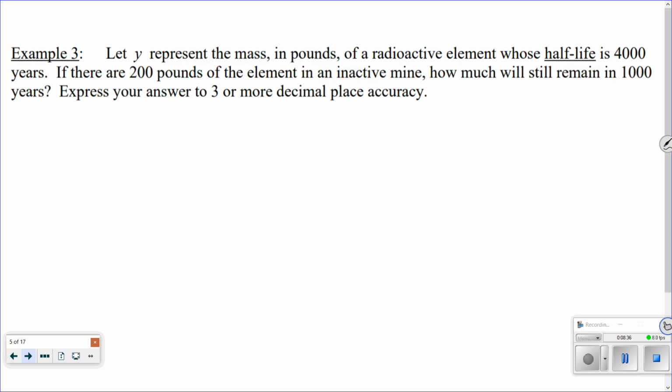So this says if there are 200 pounds of an element in an active mine, how much will still remain in 1,000 years? Okay, express your answer to 3 decimal places. Okay, so this is exponential. Instead of growth, it's decay. That means my K is going to come out to be a negative. But let's go ahead and set up our model. So I have Y equals CE to the KT. And let's plug in what information we have. So I know that C is equal to 200. It's the initial amount.